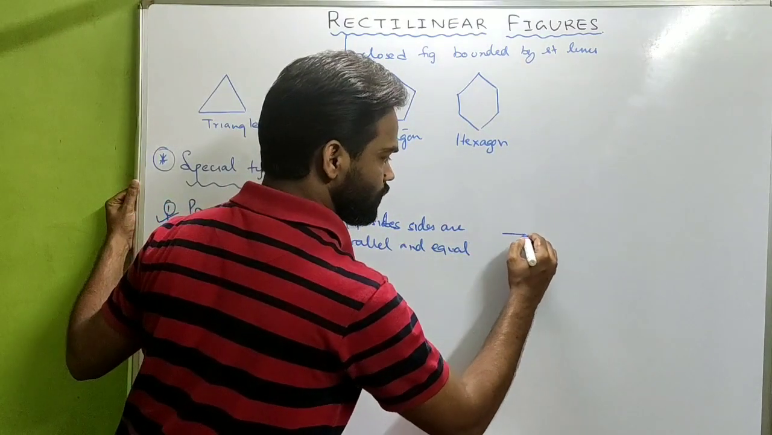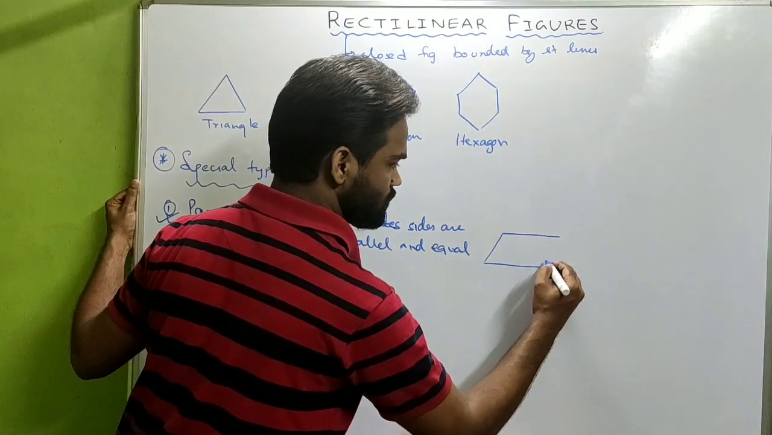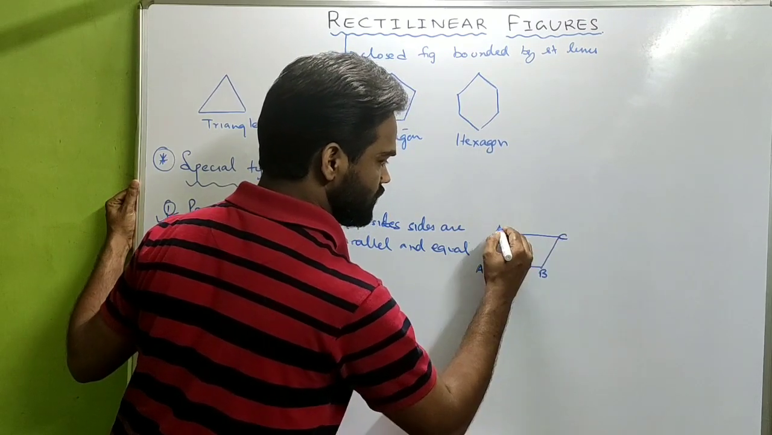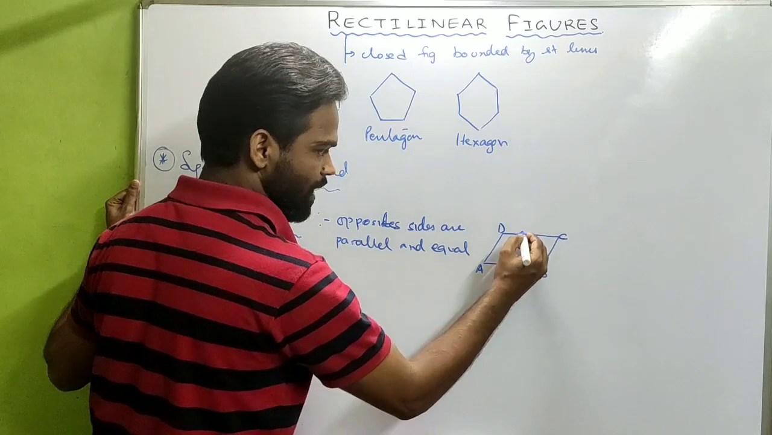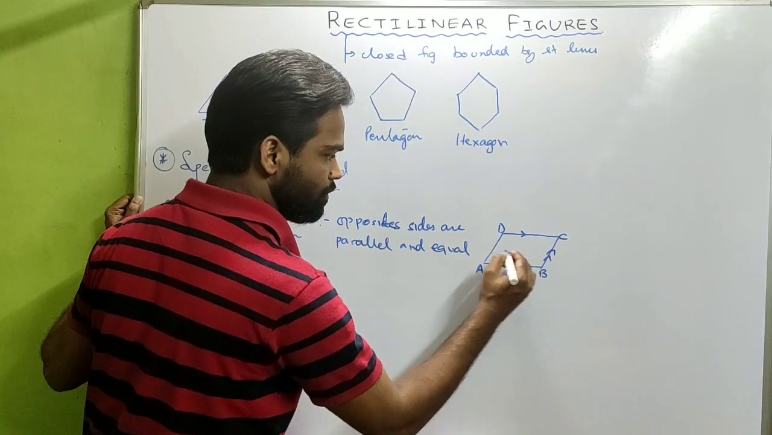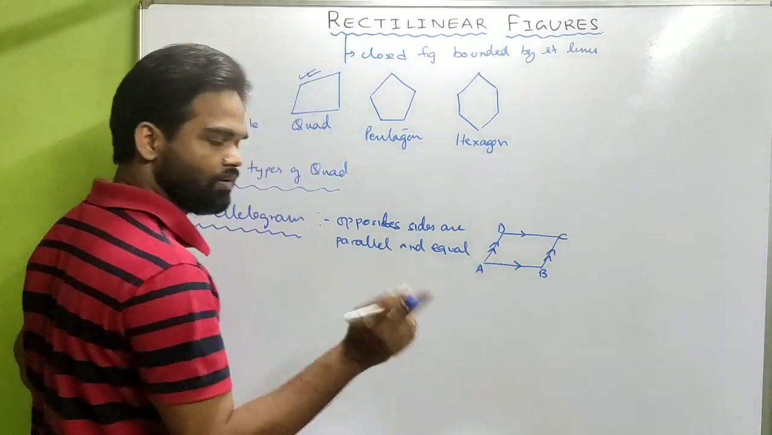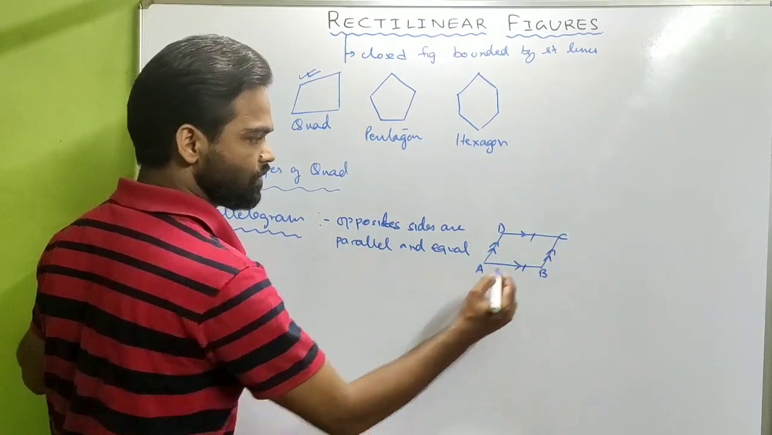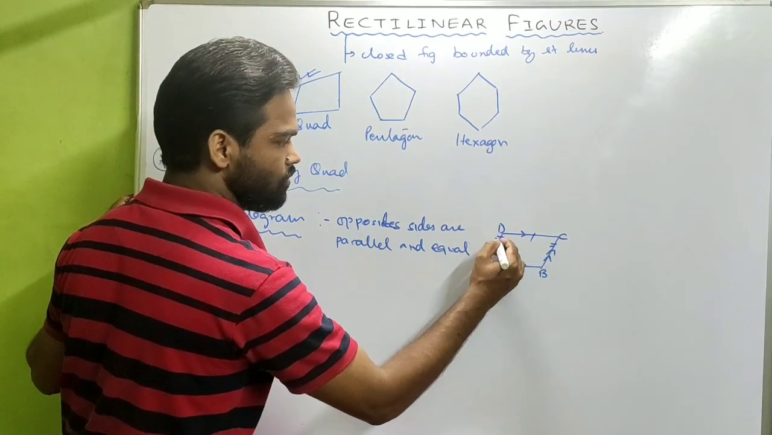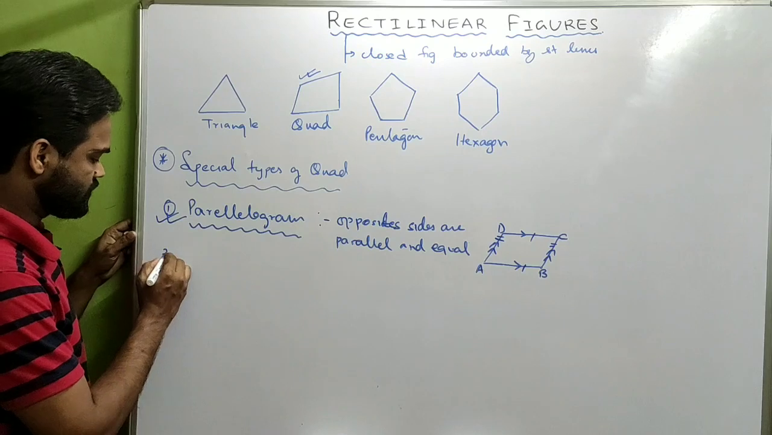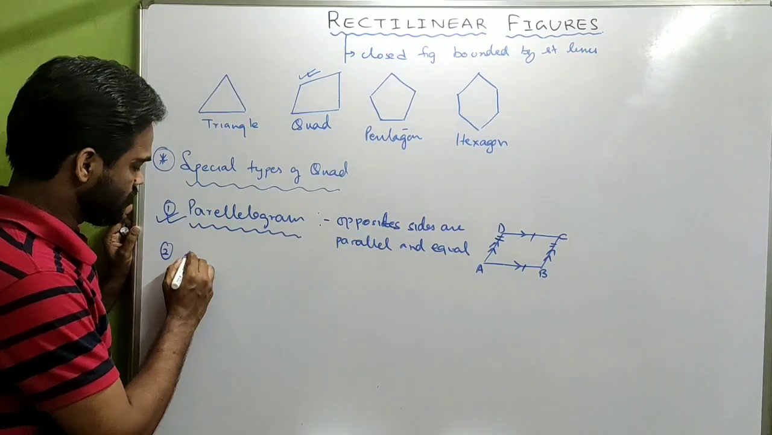Suppose we take a parallelogram like this: A, B, C, D. Then AB will be parallel to DC and BC will be parallel to AD, and they will be equal also, which means AB will be equal to DC and BC will be equal to AD. That's a parallelogram.